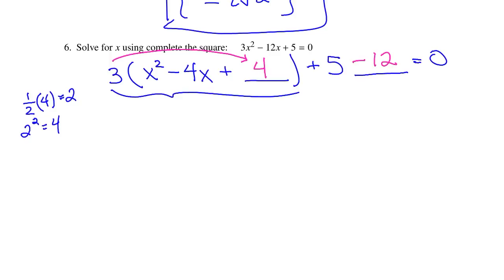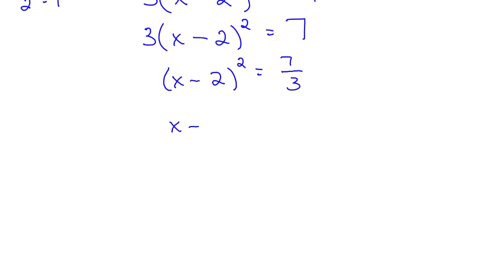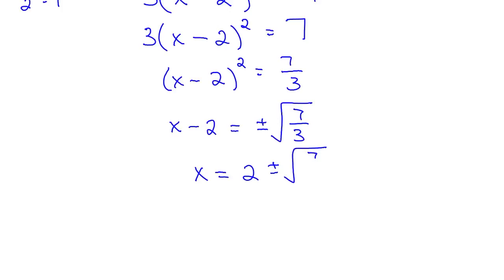This piece now factors as 3 times x minus 2 squared minus 7 equals 0. To solve this, move the 7 to the right side. Divide by 3. Take the square root. And then finally move the 2 to the right side. So the solutions are 2 plus or minus the square root of 7/3.